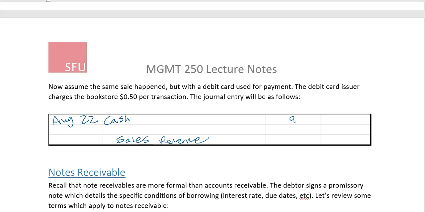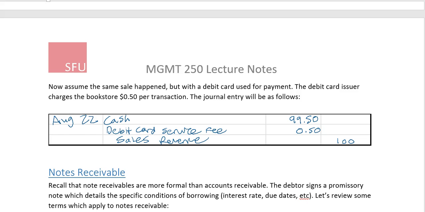So I'm not going to bother writing out the calculation here. 50 cents will go away. We're collecting 99.5 and our sales revenue is still 100. This time, the extra debit account will be called debit card service fee, 0.5.